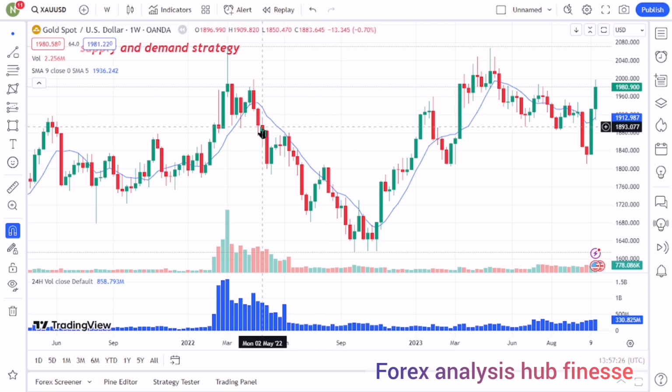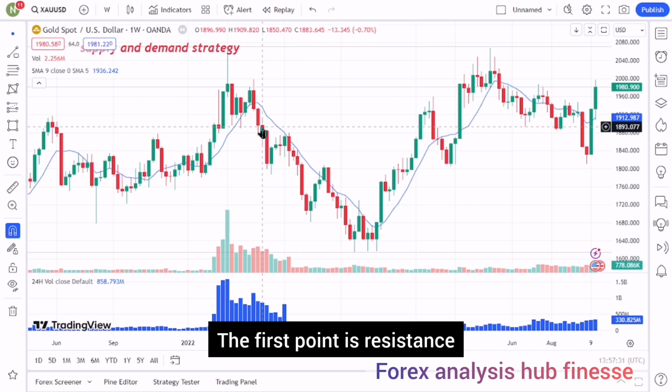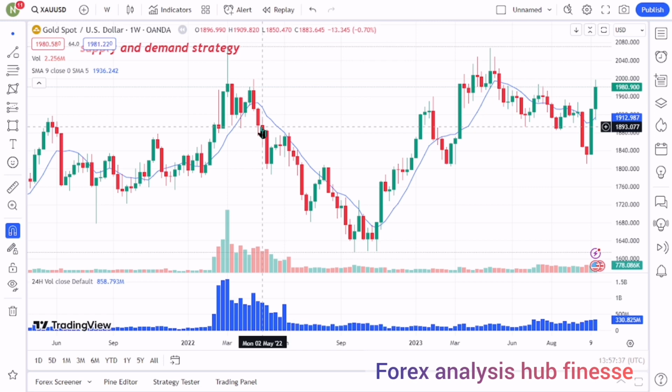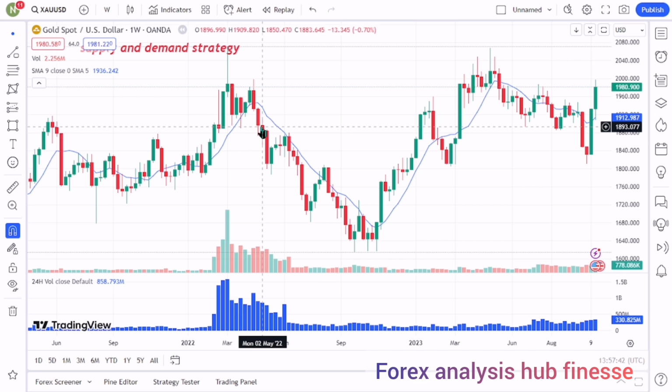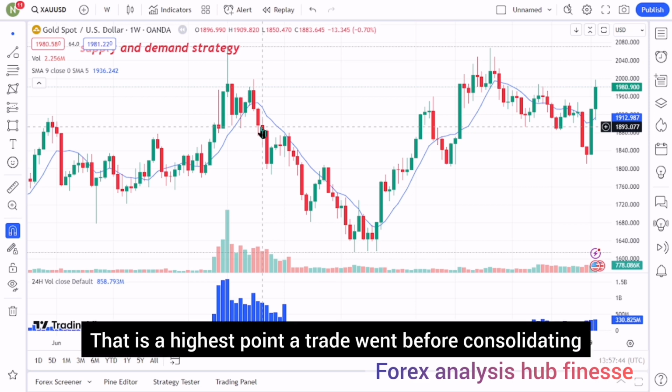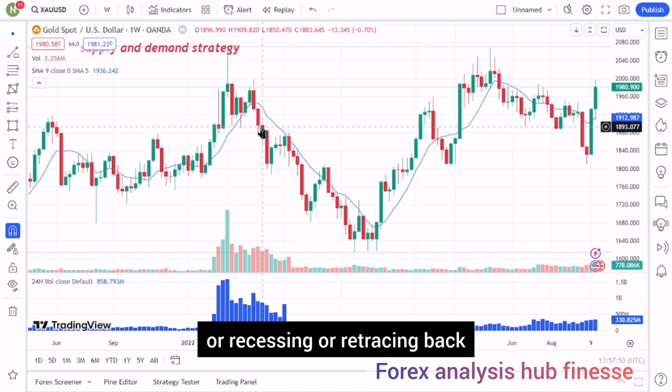So this is a strategy that will really help you. Now let's go. The first point is resistance and support levels. How can you know if it is a resistance or a support level? Resistance points are the highest point a trade went before going back. That is the highest point a trade went before consolidating or retracing back.